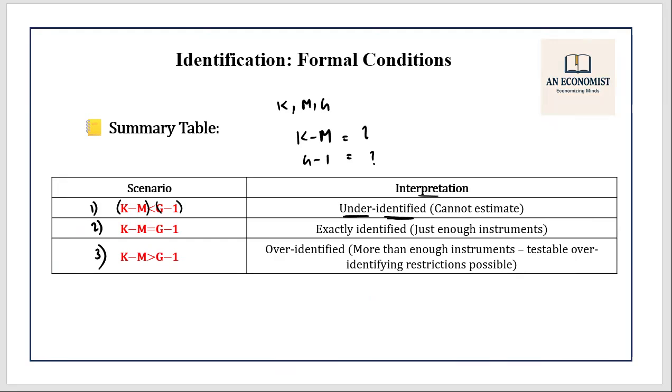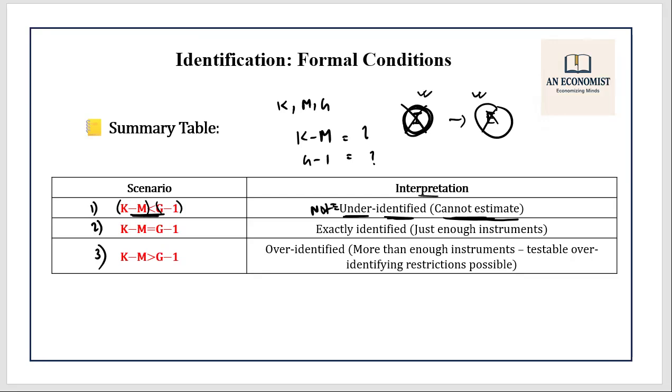And if under identification is there, you cannot estimate the model. Remember, in the previous video I have told you that identification comes prior to estimation. Under identified is the same as not identified. If your equation is not identified, then you cannot go into estimation. Identification always comes prior to estimation. Under identified means you have a lack of information or a lack of exogenous variables. That is why you cannot estimate the model if this condition is holding: k minus m is less than g minus 1.